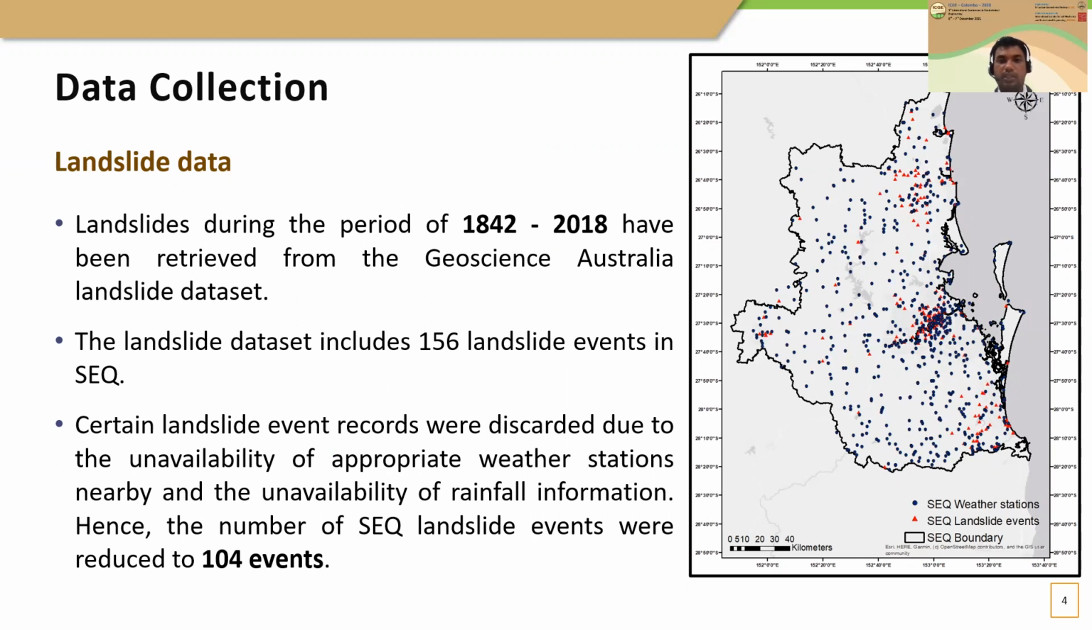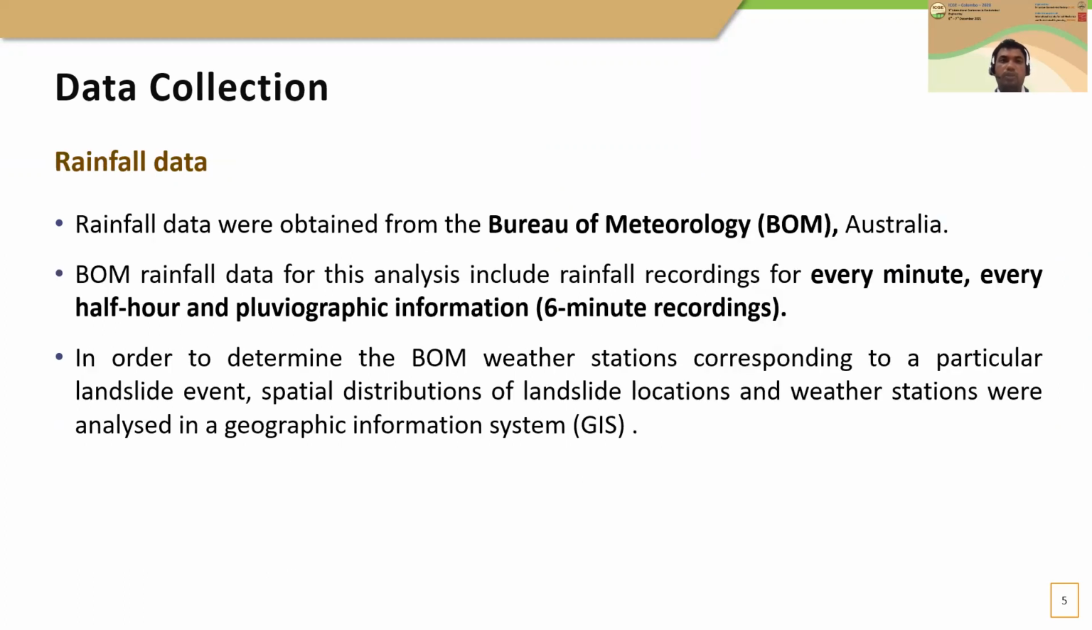However, certain landslide event records were discarded due to the unavailability of appropriate weather stations nearby and the unavailability of rainfall information. Hence, the number of SEQ landslide events was reduced to 104 events, which are depicted as red dots in the figure here. Rainfall data were obtained from the Bureau of Meteorology, Australia for analysis. The BOM rainfall data includes rainfall recordings for every minute, every half hour, and pluviographic information.